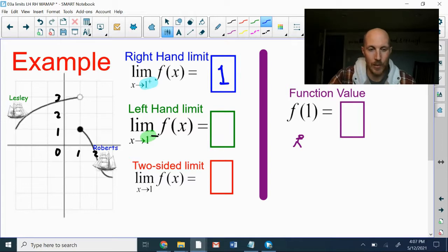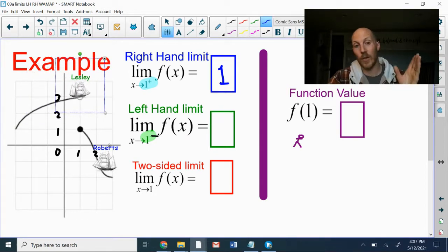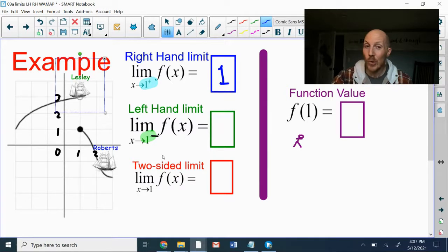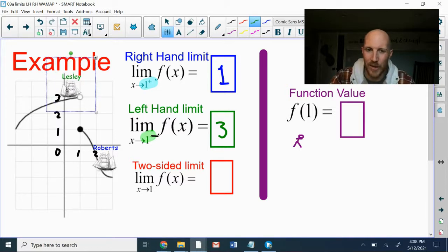All right, so Dread Pirate Leslie starts from the left side of the universe. Sail, sail, sail, sail, sail, sail, sail. And as he approaches the x coordinate of 1, it sure looks like he is going to arrive at a height of 3. Can he actually get there on this graph? No, because there's an open dot. And that does not matter for limit notation. Limit notation is built to basically ignore that and say, whatever. If you kept going, you look like you'd get to 3.